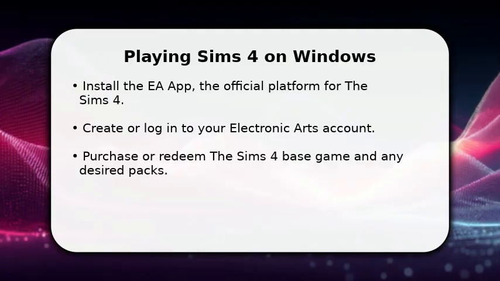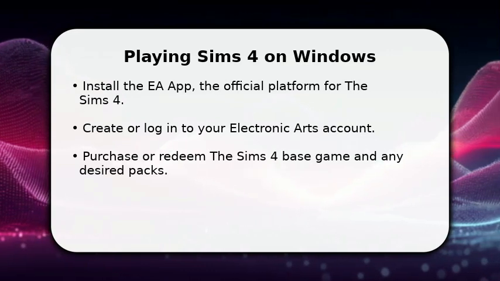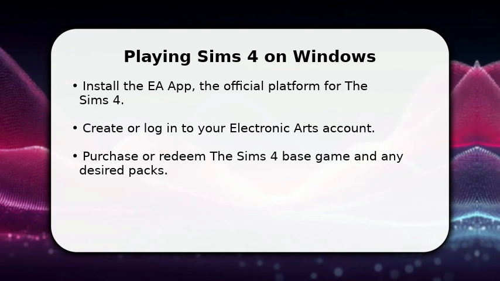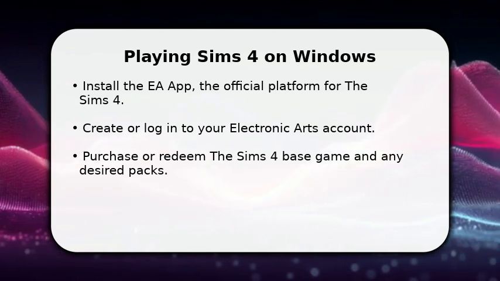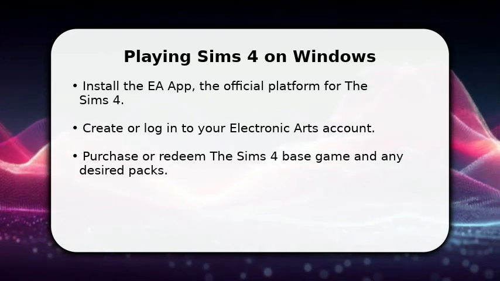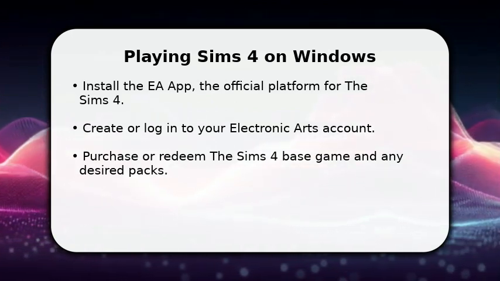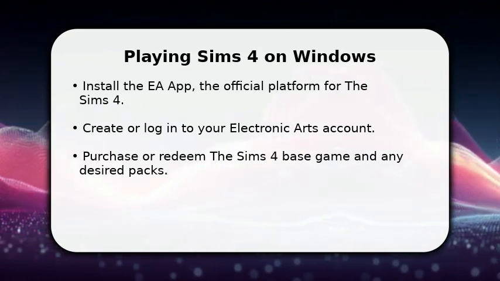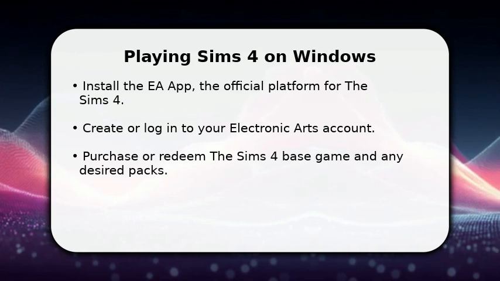In this video, I will explain how to play The Sims 4 on Windows. First, you will need to download and install the EA app, which is the exclusive platform for this game. Once installed, create a new Electronic Arts account or log in with an existing one. Then, you can purchase The Sims 4 base game and any expansion packs you desire directly through the app.